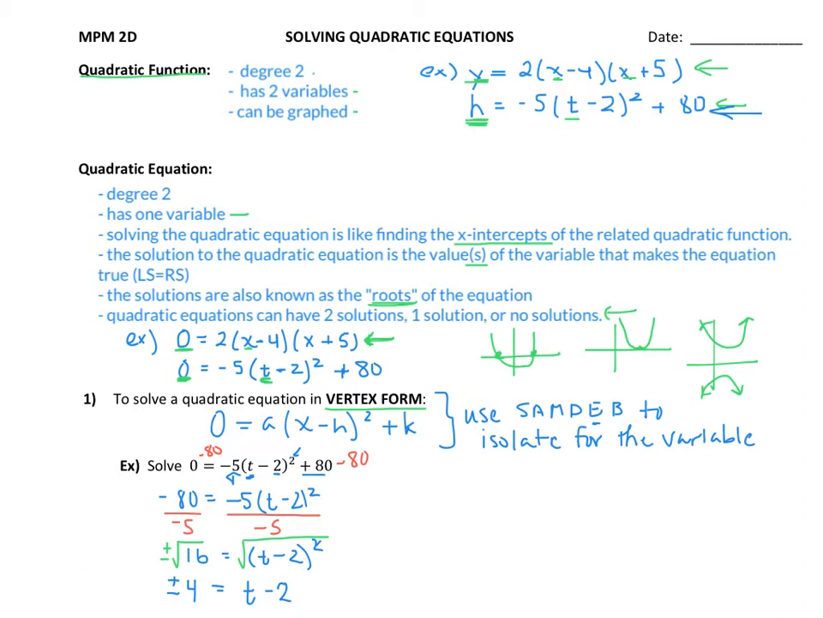All right, and then to get t by itself, I'm undoing what was inside the bracket with it. It was a minus 2, so we're going to add 2 to both sides, plus 2 to undo that, and we need to plus 2 to this. So that gives me two possible values for t. I could have t equal positive 4 plus 2, or my t would equal negative 4 plus 2. And when we calculate those, I get t equals 6 or t equals negative 2.